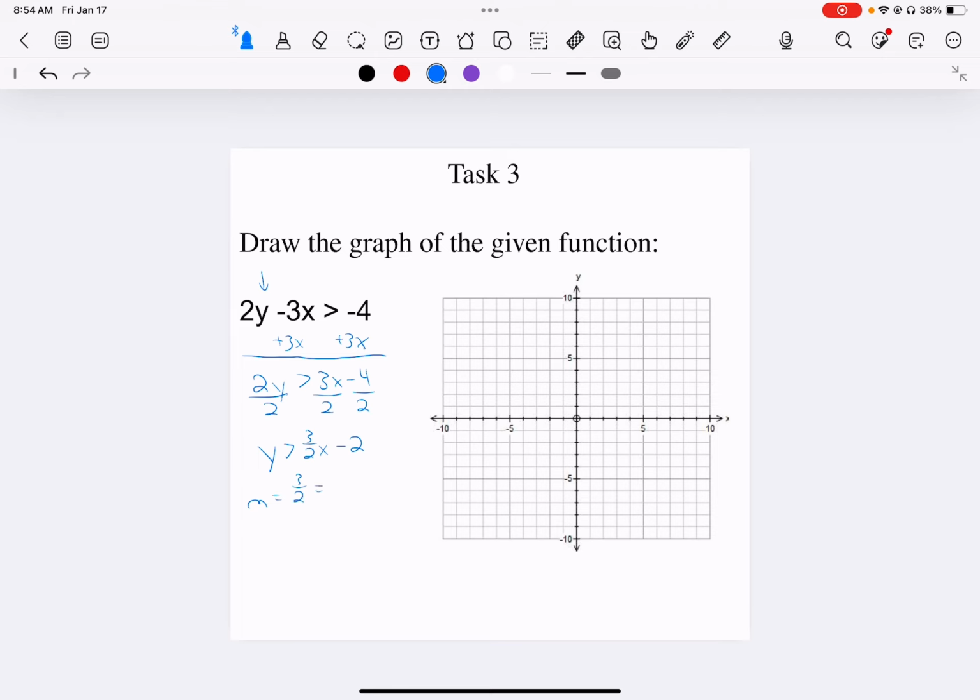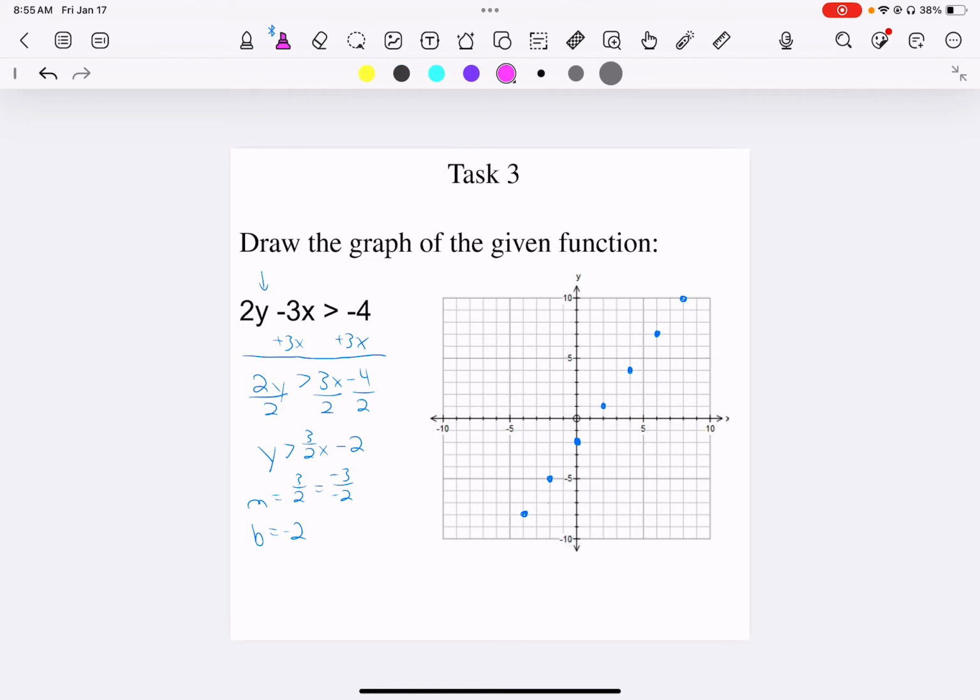So my slope is 3 over 2, or negative 3 over negative 2, and my y-intercept is negative 2. So I can begin at negative 2 on my y-axis, go up 3, over 2, up 3, over 2, up 3, over 2. Again, you want to do as many points as possible, especially when we're going to have a dotted line, so we can easily connect them. Now I'm going to go the opposite way. Down 3, over 2, down 3, over 2.